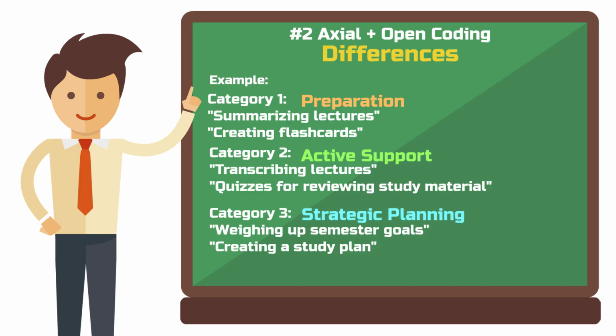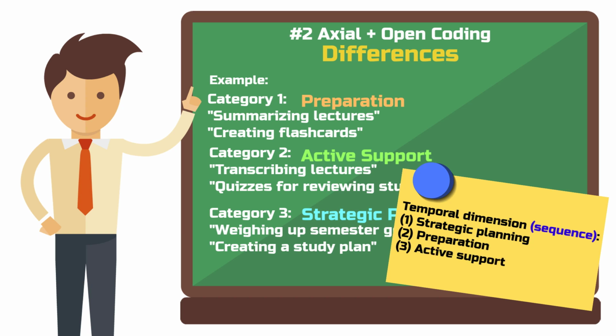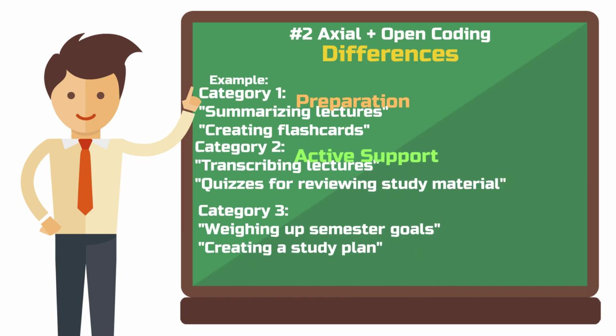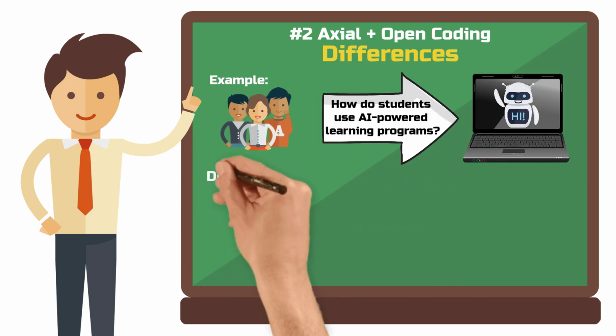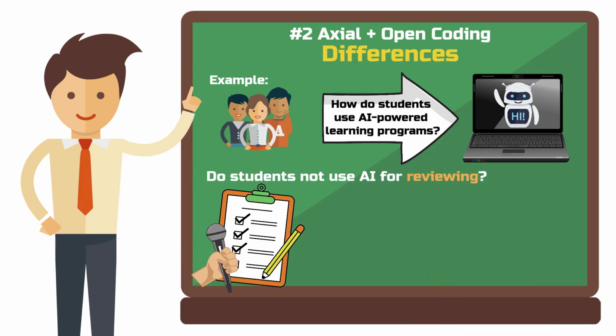If you consider the temporal dimension, you might conclude that the categories follow this sequence: first, strategic planning, second, preparation, and third, active support. This is already a great connection. But wait, is something missing? Do students not use AI for post-learning review? Maybe you didn't ask this in your interviews.